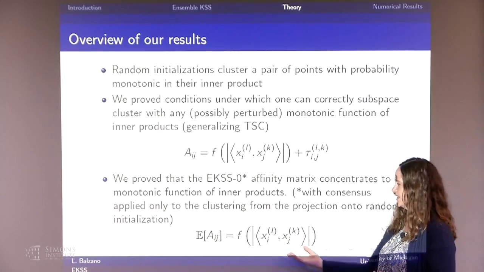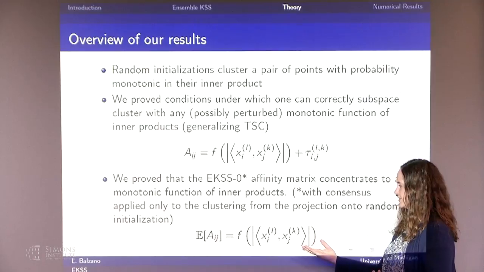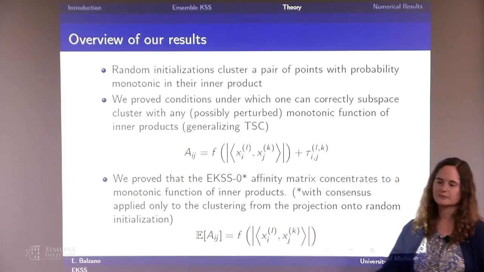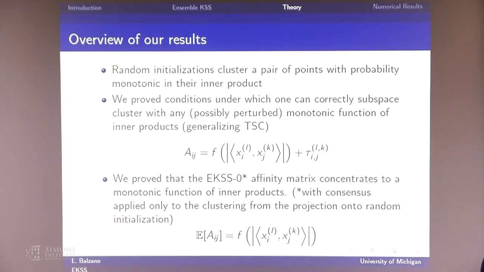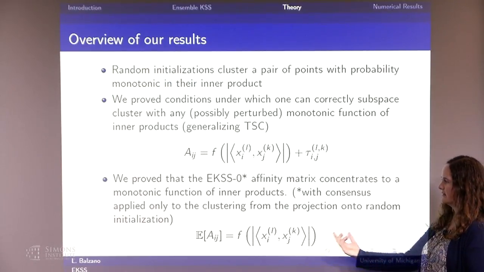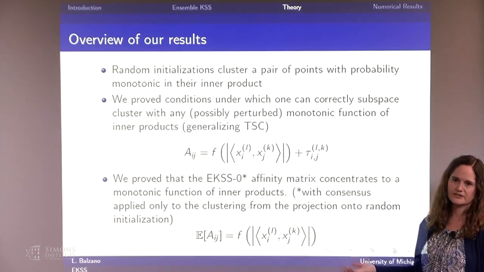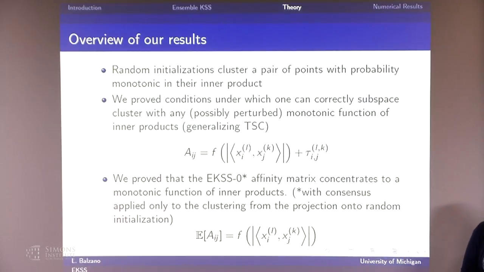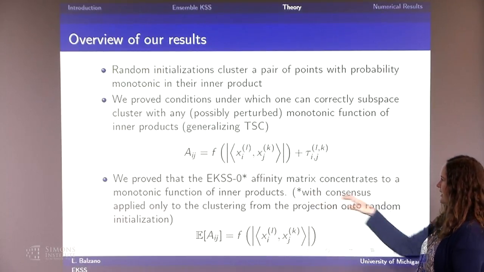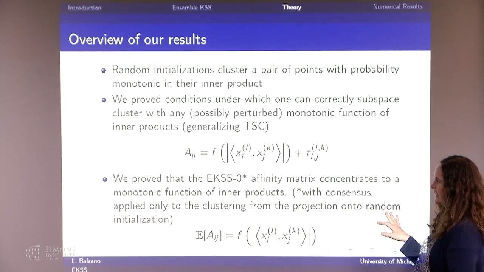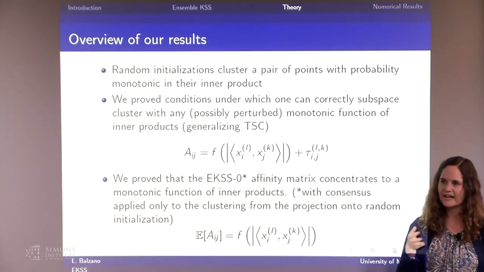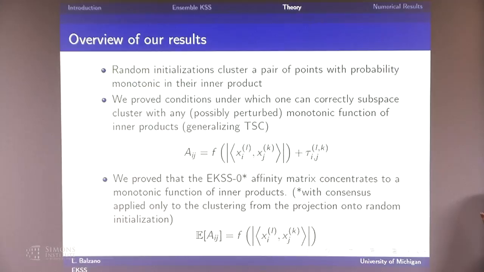has some monotonic function of the absolute inner products as expectation for the random affinity matrix that we get. Okay, so then of course if we can bound the deviation, meaning we can show this concentrates, then we can show that it works in a variety of cases. Okay, and I have a star here, so we didn't actually do this for the alternating algorithm, only just an algorithm which says take a random initialization, cluster, and stop.